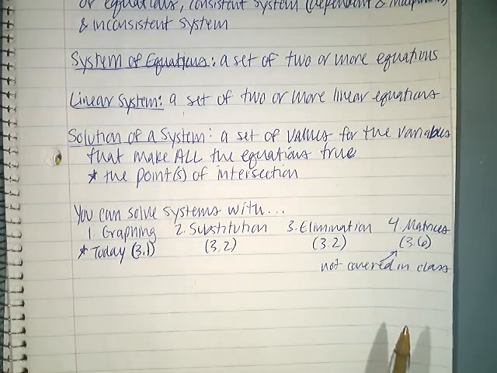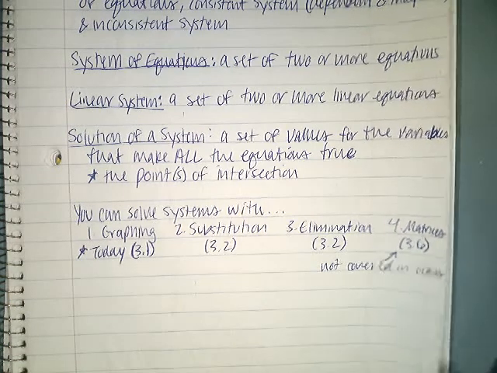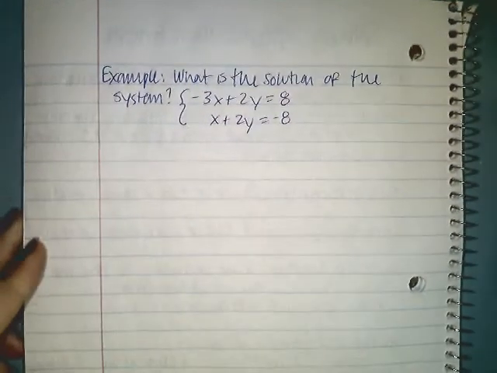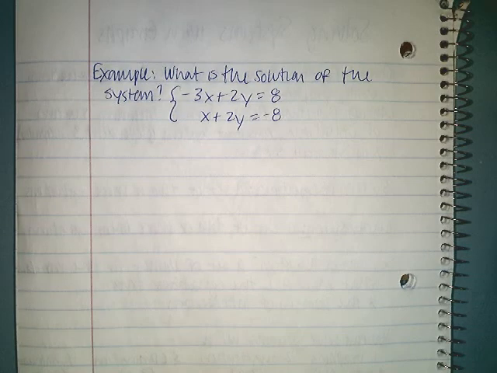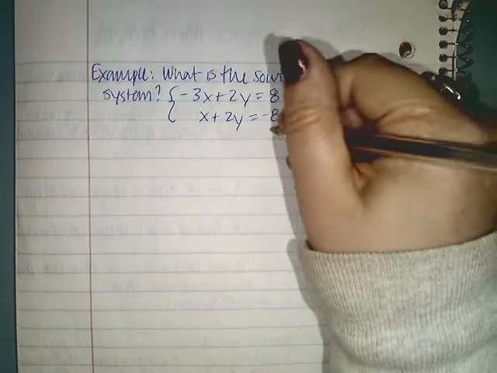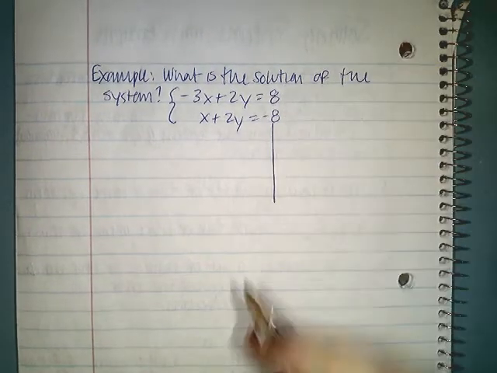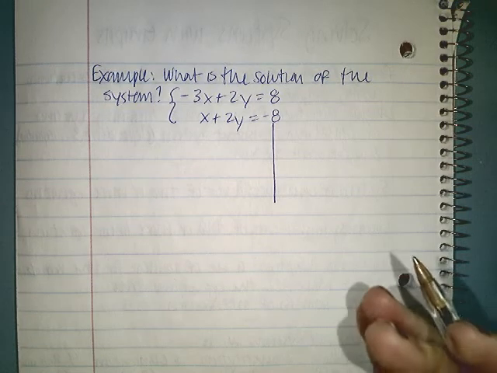So I'm going to flip the page so I have plenty of room for my first example, which asks, what is the solution of this system? And I have negative 3x plus 2y equals 8 and x plus 2y equals negative 8. So I'm going to start this. My goal is to solve the system, or find this point of intersection, by graphing these two lines.